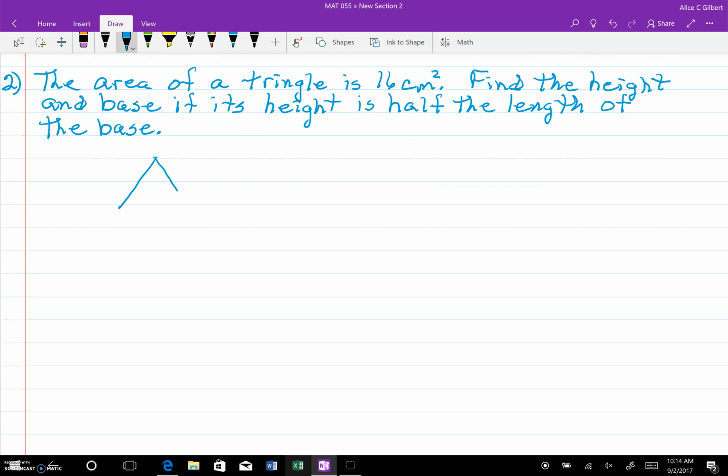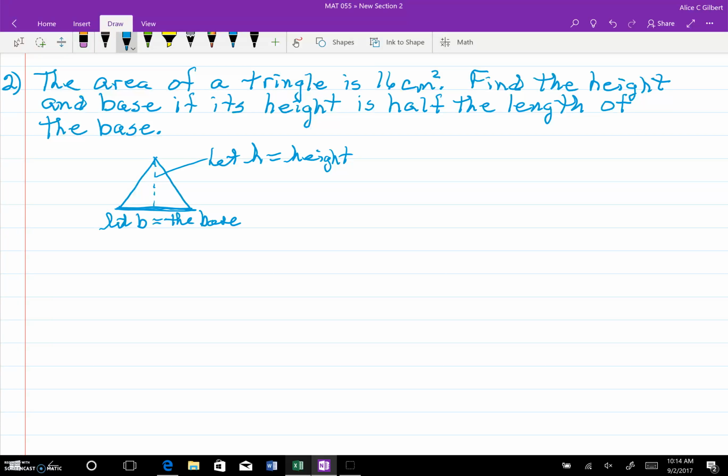We've got a triangle, and this is our height. So I'm going to say let h equal height. I'm assigning my variables. And this is our base. So I'm going to say let b equal the base.